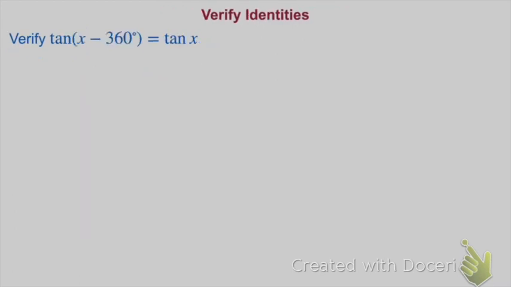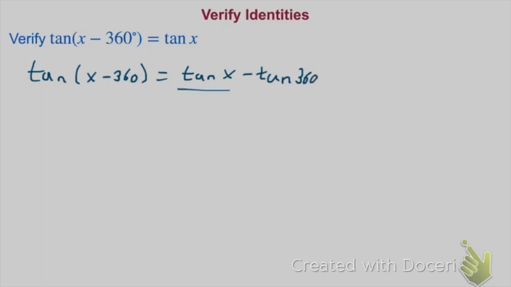Here we go. We're going to verify that tangent of x minus 360 degrees equals tangent of x. Again, we're going to go through our process. We have a difference, so we're going to change this into tangent. We're going to use our difference identity. So we have tangent of x minus tangent of 360 over 1 plus tangent x times the tangent of 360.